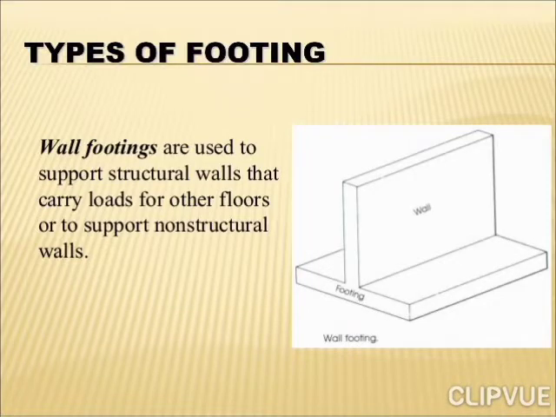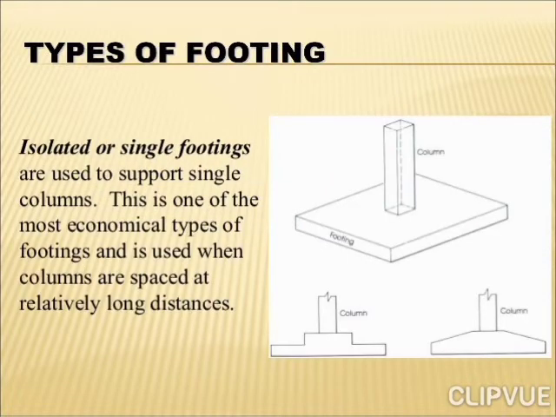Types of footing. Wall footings. Wall footings are used to support structural walls that carry loads for other floors or to support non-structural walls. Isolated or single footings. These are used to support single columns. This is one of the most economical types of footings and is used when columns are spaced at relatively long distances.